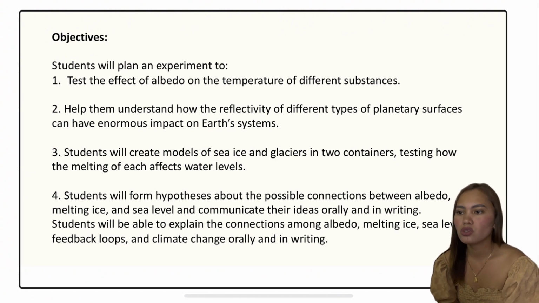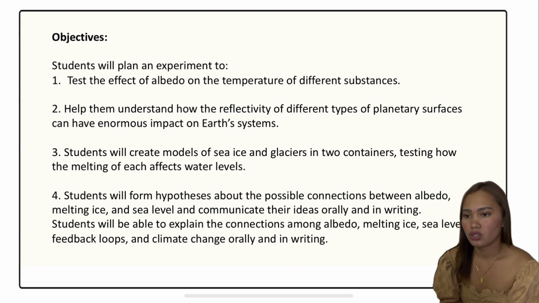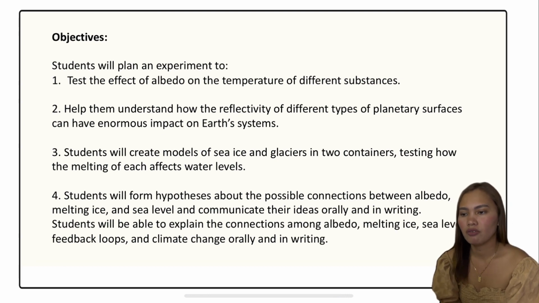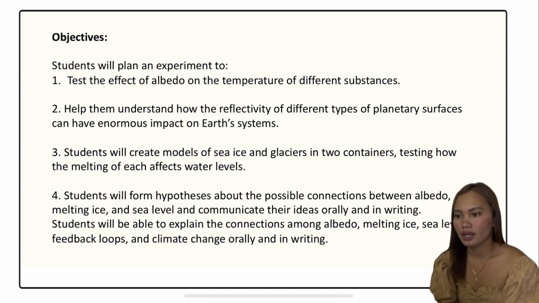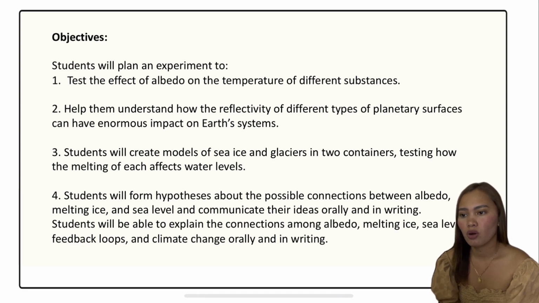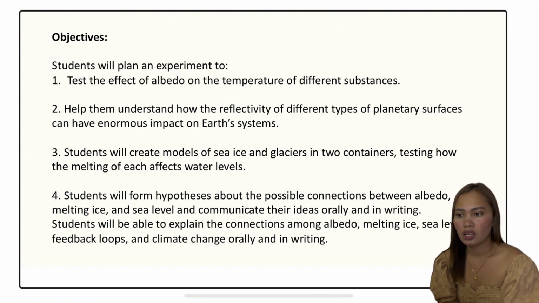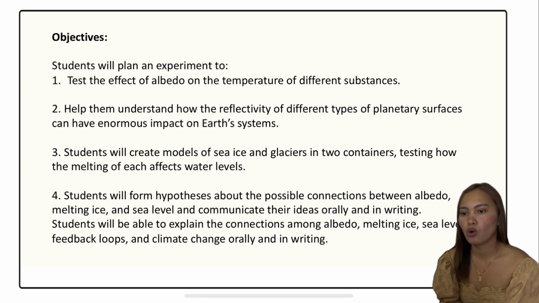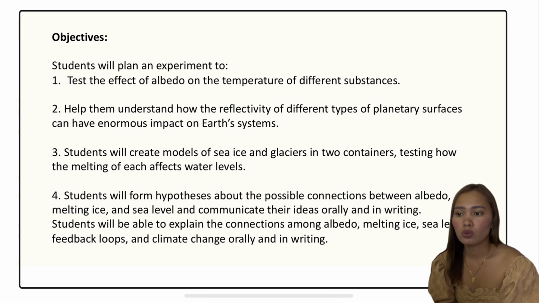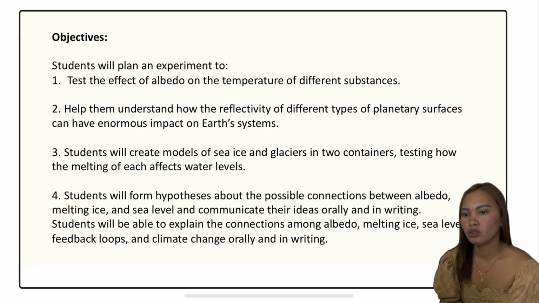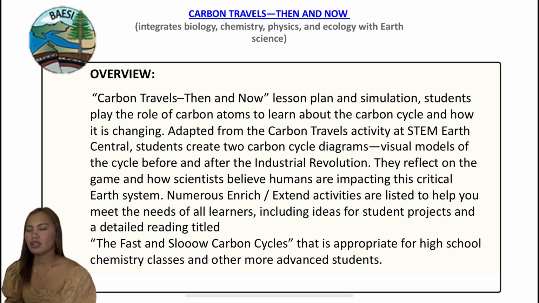Third, students will create models of sea ice and glaciers in containers, testing how the melting of each affects water levels. Last, students will form hypotheses about the possible connections between albedo, melting ice, and sea level and communicate their ideas orally and in writing. Students will be able to explain the connections among albedo, melting ice, sea level, feedback loops, and climate change orally and in writing. Next activity is Carbon Travels Then and Now.